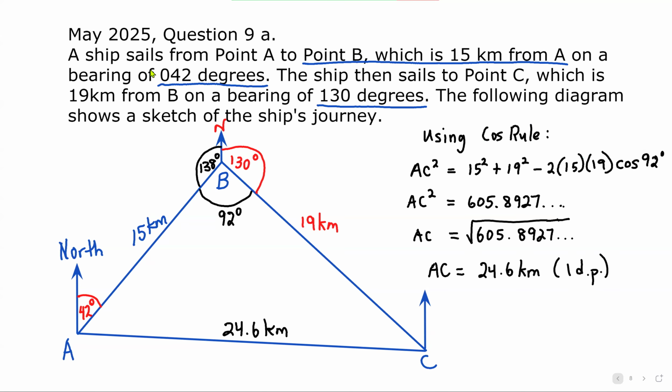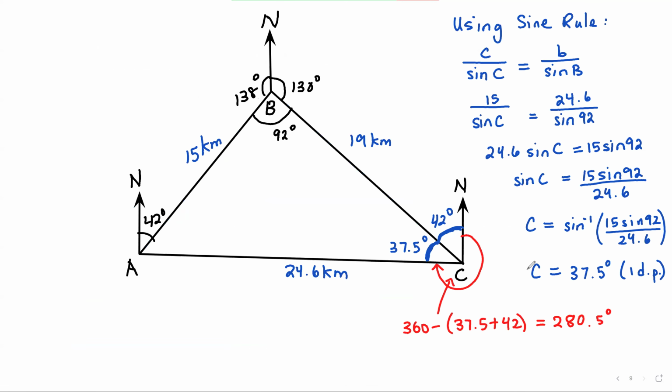This question was taken from May 2025, question 9A, and it was worth 6 marks. The first mark was for labeling the bearings. The other 2 marks were to find the distance AC, and then the third part of the question, which was worth 3 marks, was to find the bearing of A from C.